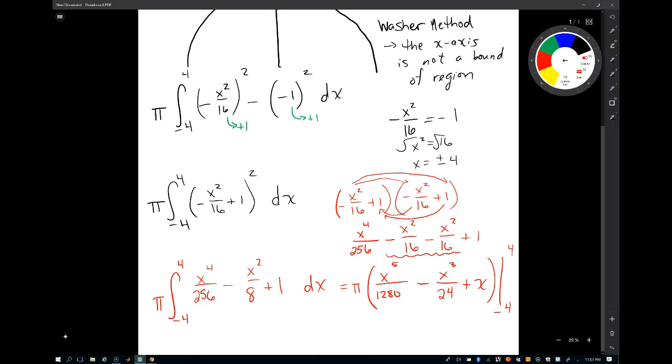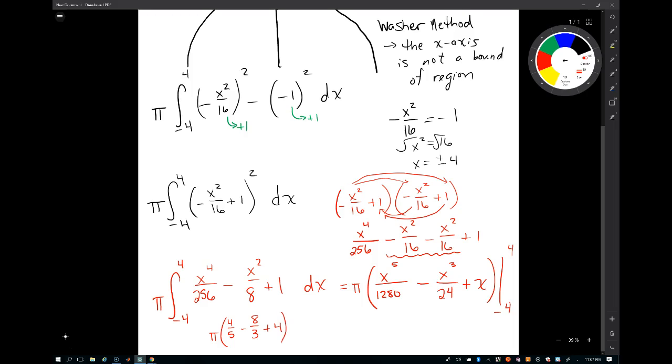So now if we plug 4 in, 4 to the 5th is 1,024. I'm just going to go ahead and divide that by my 1280 and simplify it as much as possible, and it comes out to be 4/5. And then 4 cubed is 64. Divide that by 24 and write it as a simplified fraction. We get -8/3. And then plus 4.